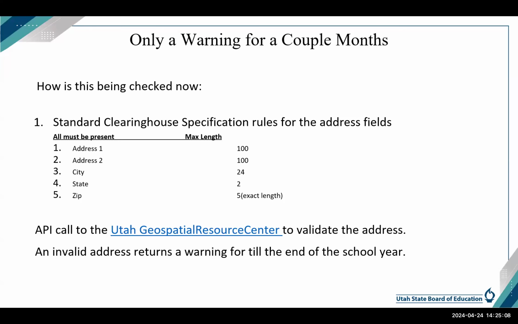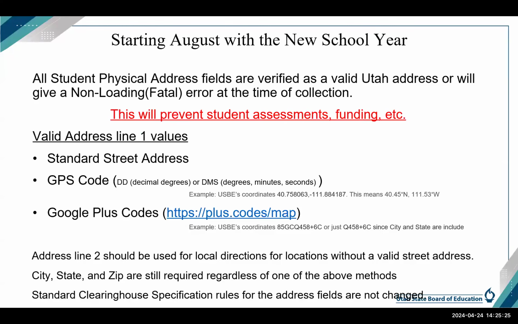And this also is currently just going to be a warning for the rest of the year. But as it says at the top, it's only a warning for a couple of months. So this is going to become work. This is going to become an obligation that we're all set to actually have to address. So starting August with the new school year, all the student physical addresses are going to be verified.